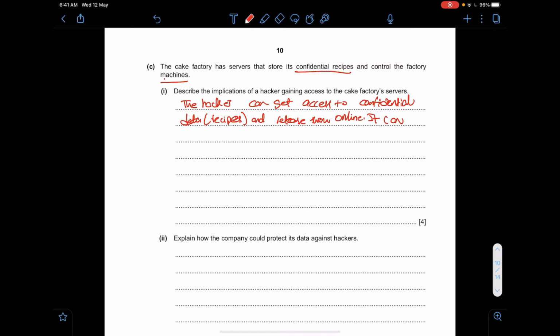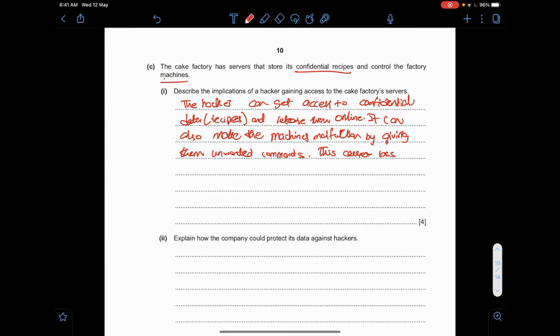It can also make the machines malfunction by stopping them, by giving them unwanted commands. And all this causes loss for the company.